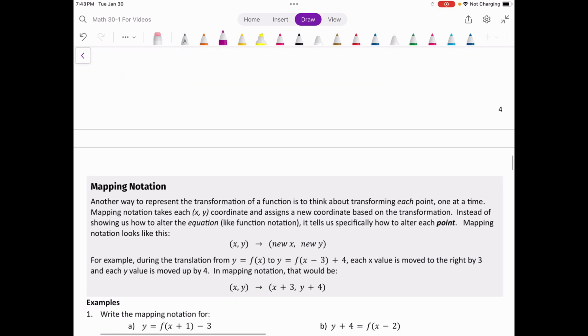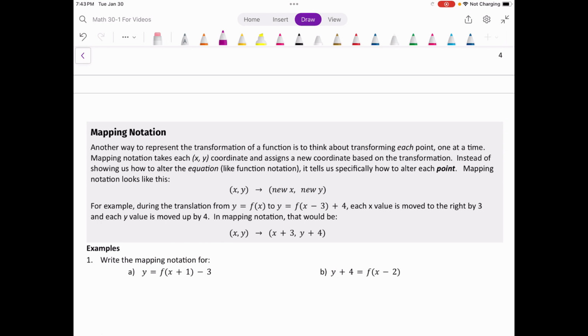All right, so let's talk about mapping notation. This is a handy one, especially when we're trying to draw a graph, okay? It's the same ideas, but we represent it in another way. Another way to represent the transformation of a function, because that's all this is doing, showing how you go from your old function to the new function, is to think about transforming each point one at a time, essentially, okay?